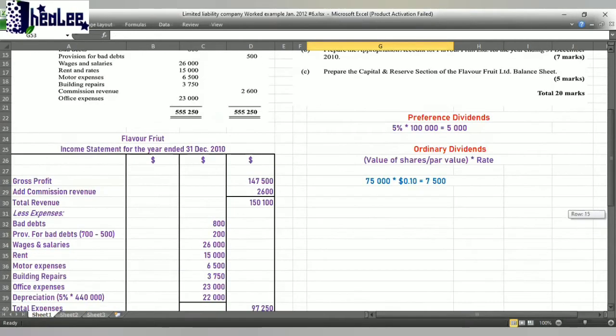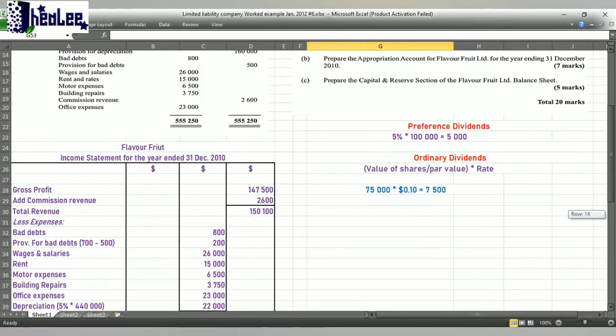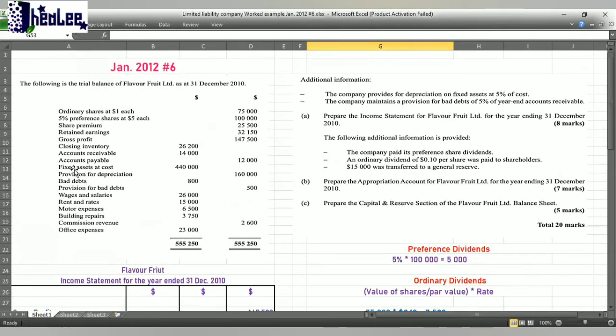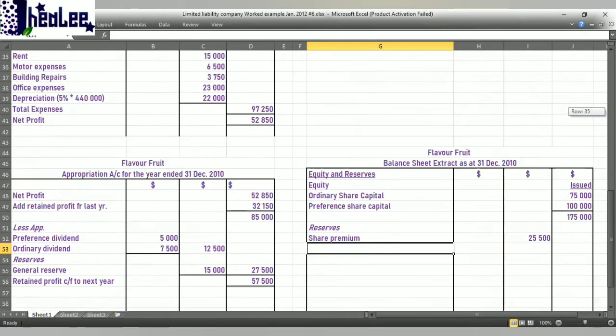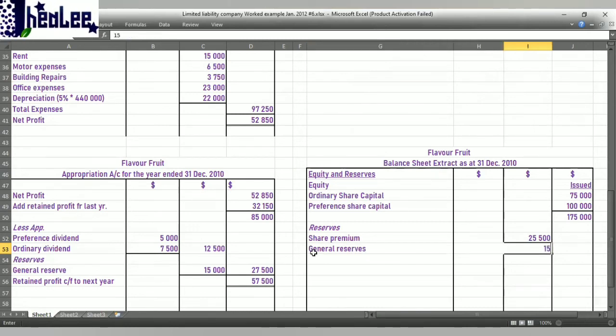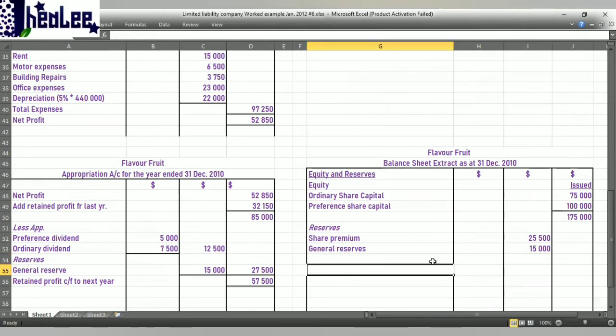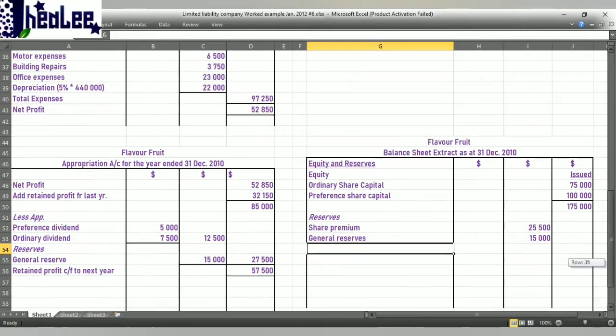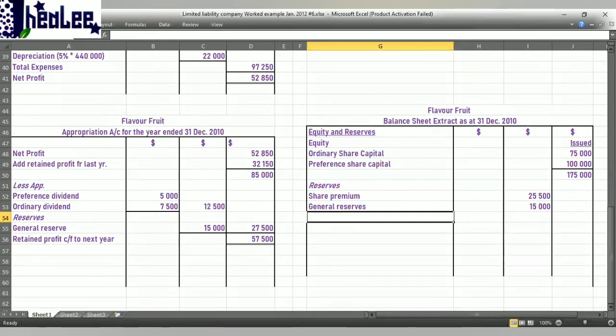Also, we have the general reserve. If it is that in the trial balance there was a general reserve listed there, you would add this 15,000 to that value, because it is a value that is already in the account. And this year we are transferring 15,000 more. So that would increase it. But in this case, there wasn't any. So all we're recording is just the 15,000 for general reserves. So we have those, and remember there are other reserves, but not in this question. Remember, each question is unique.